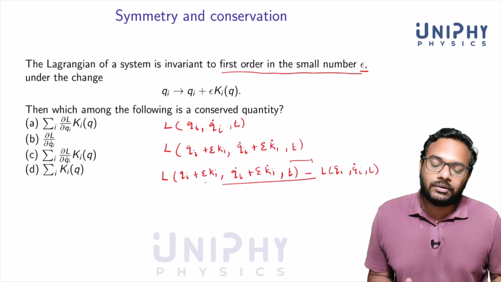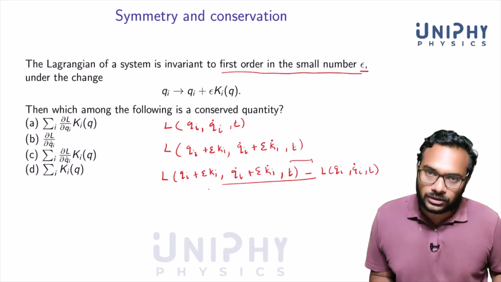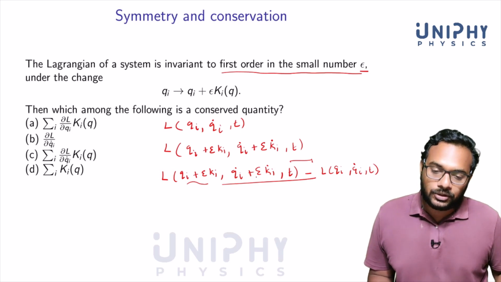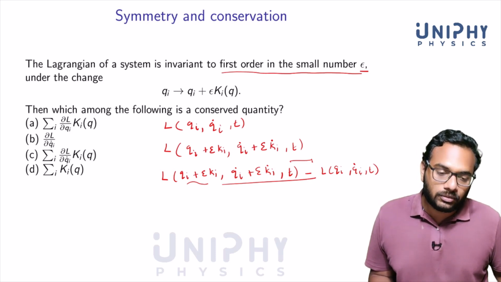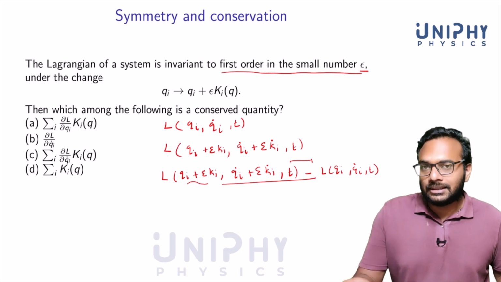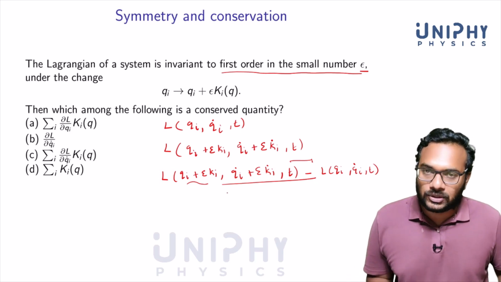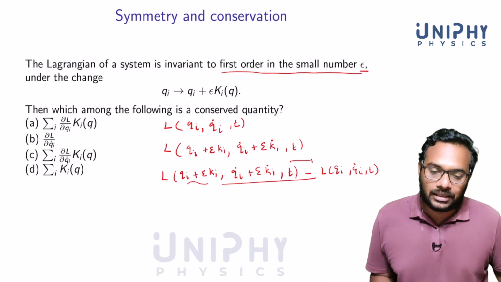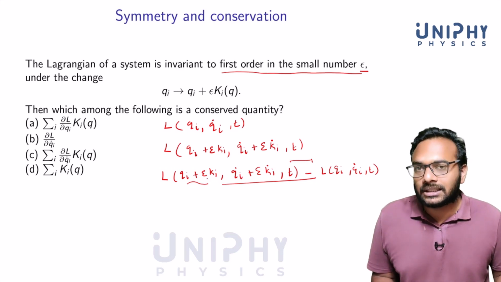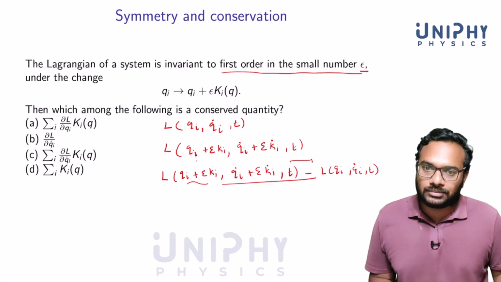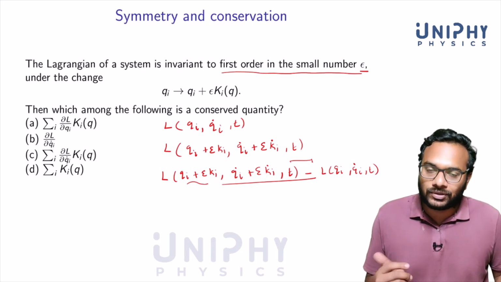One way to do this is to get the Taylor expansion of this. Make a Taylor expansion about qi and qi dot. So you can write it as L of qi, qi dot, t plus the first order, second order terms in epsilon, etc. Subtract L from it, and demand that the first order terms are 0, and see if there is a conserved quantity. That's what we need to do.